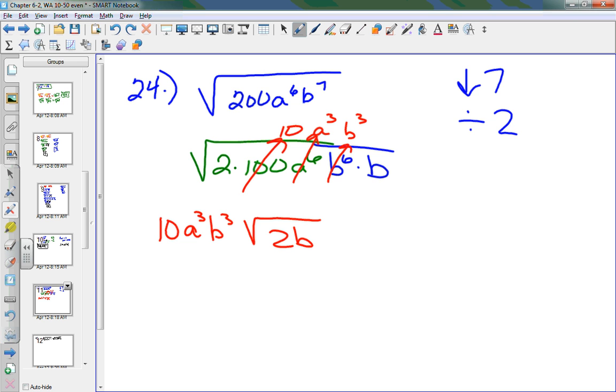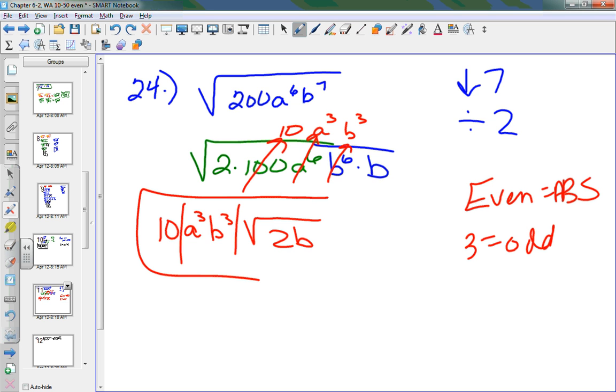Now, am I done? Do I need absolute value? Yes, it's possible because the index is even and you've got odd exponents. Look at my exponents. My exponents are 3, which means they're odd, so I need to add my bars around my variables, and then I'm done.